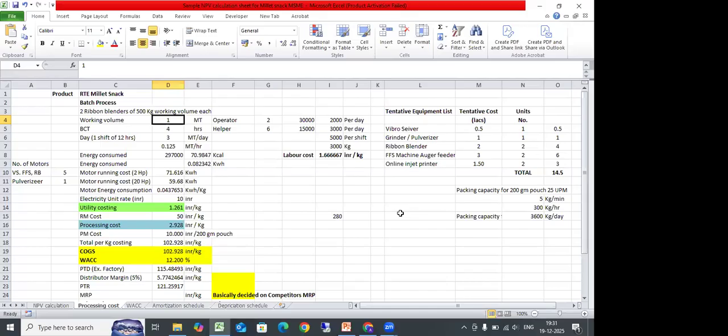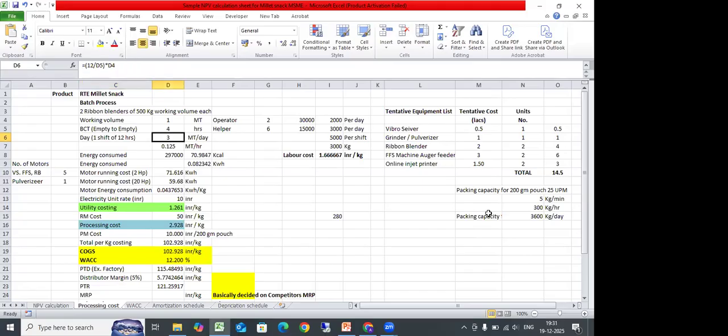Yes, sir. Take batch cycle time for manufacturing the millet mix. When I say batch cycle time, it is empty to empty. 4 hours. I am operating my company for 12 hours in a single shift, 8 a.m. to 8 p.m.